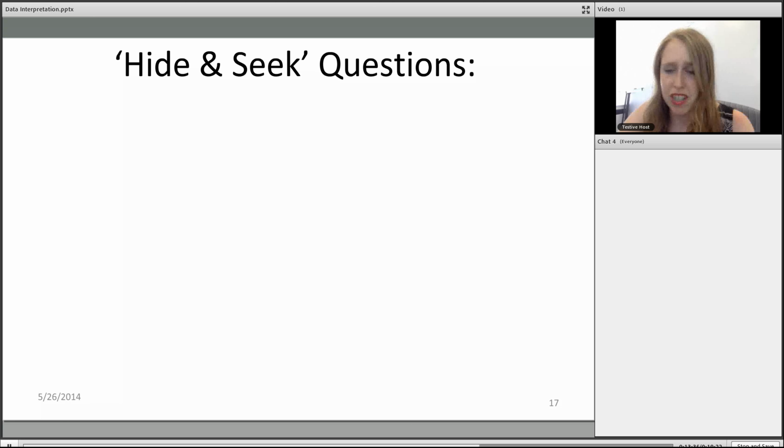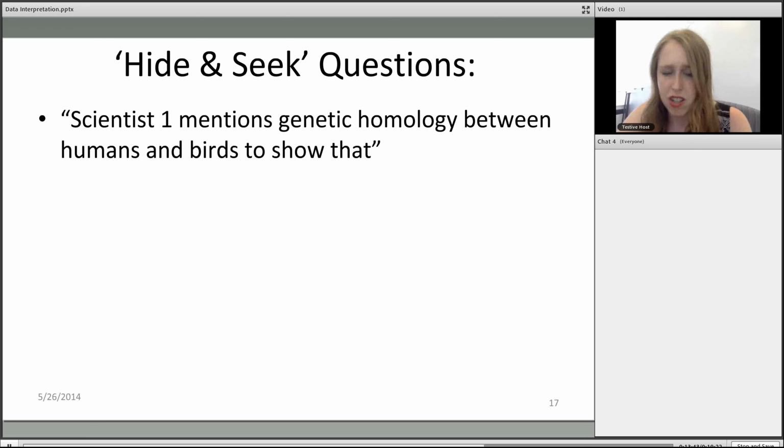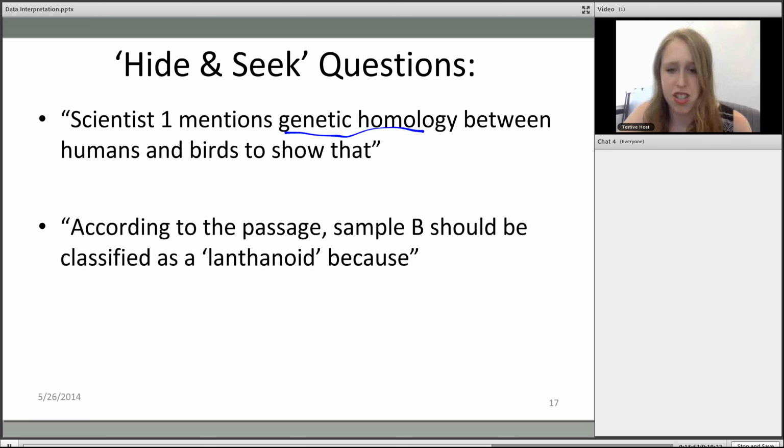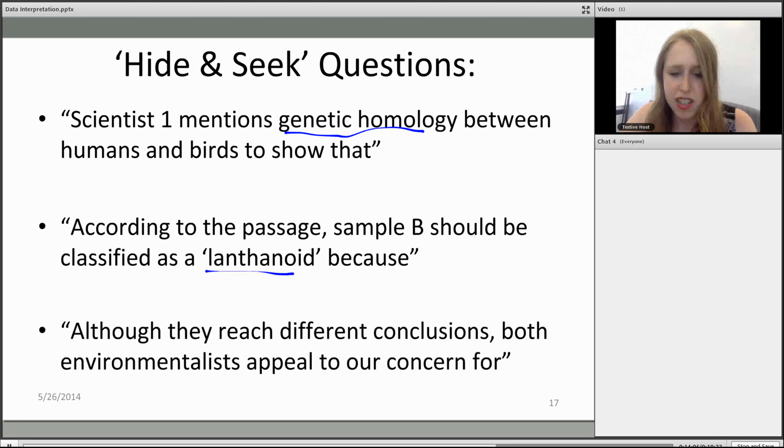These are just finding information in the passage. The hardest thing is not answering the question, but just finding where you need to look. Hide and seek questions ask things like, "Scientist 1 mentions genetic homology between humans and birds to show that..." So you're going to want to look for where we see genetic homology in the passage and answer the question based on that. Or, "According to the passage, sample B should be classified as a lanthanoid because..." so we probably want to look for lanthanoid and go from there. Or finally, "Although they reach different conclusions, both environmentalists appeal to our concern for..." so we want to see what both environmentalists say.